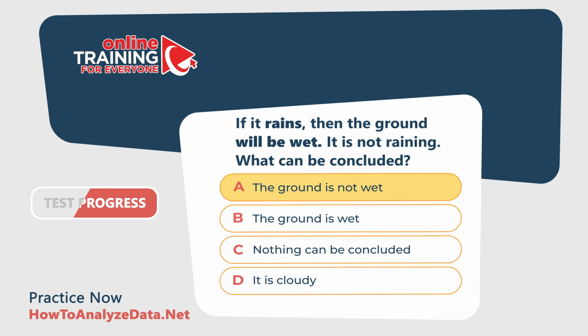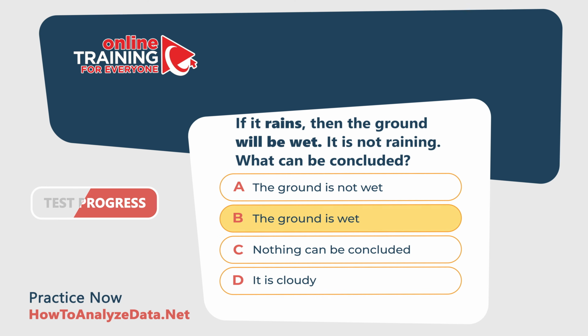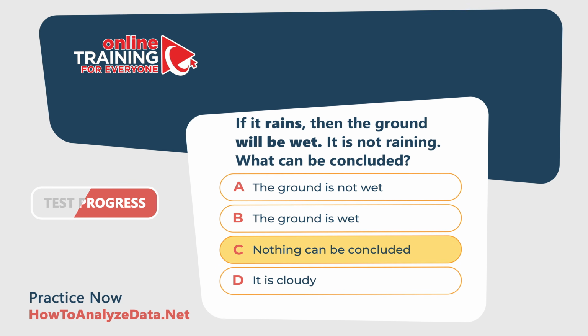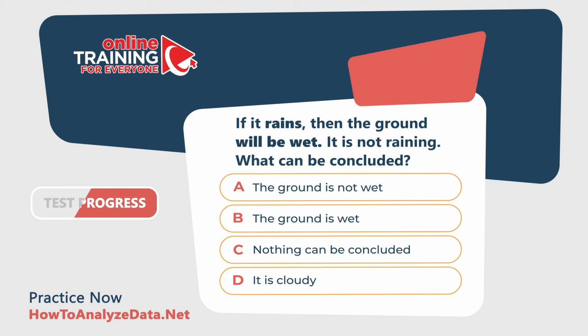A. The ground is not wet. B. The ground is wet. C. Nothing can be concluded. D. It is cloudy.